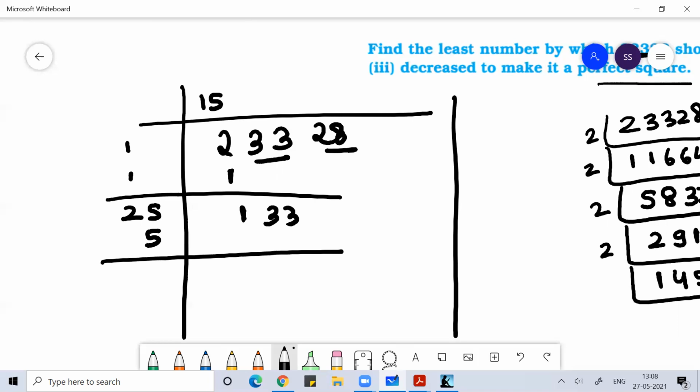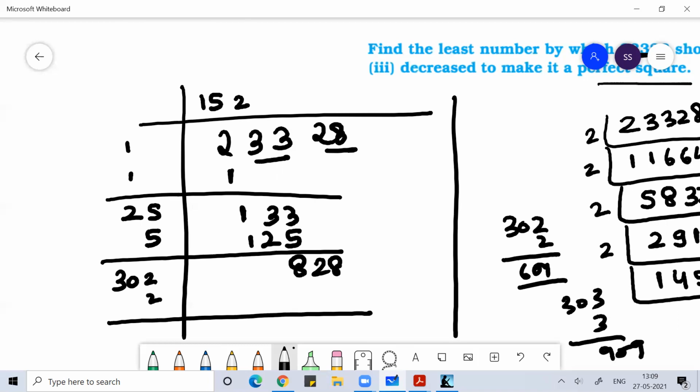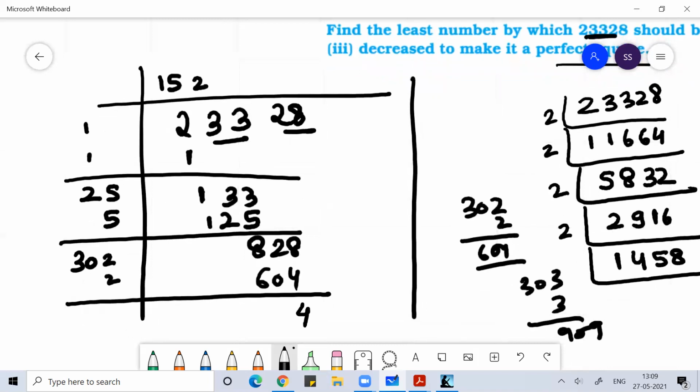So 125, 6 will be bigger number. This will be 30, this will be 125. This will be 828. Then 30, 2 into 2, 302. Then 303, 909. So it goes by 2. Now you have to decrease this. So this is 4, this is 4, this is 2, this is 224.